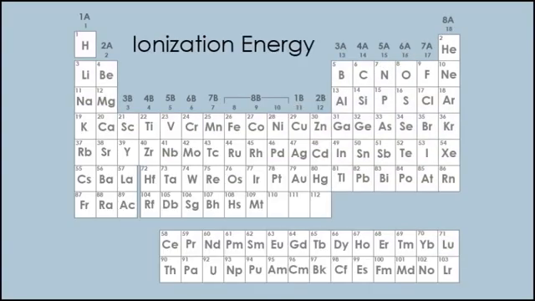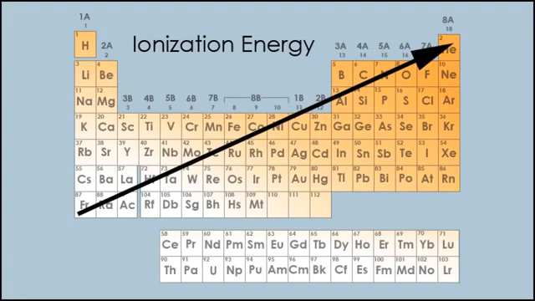The ionization energy of an atom is the minimum amount of energy required to remove one electron. Generally speaking, the lower the atomic number, the higher the ionization energy. The observed trend is that the ionization energy of an element increases as you go up and to the right on the periodic table.